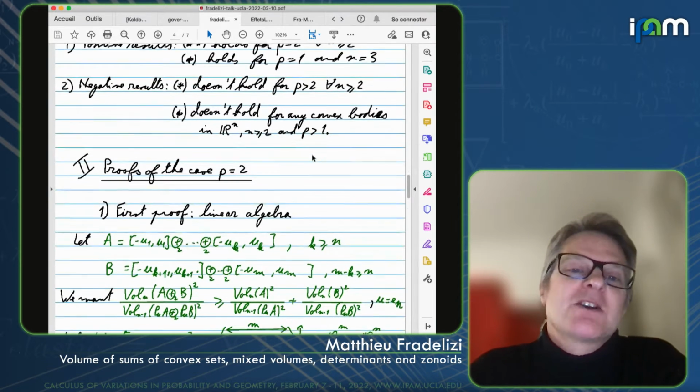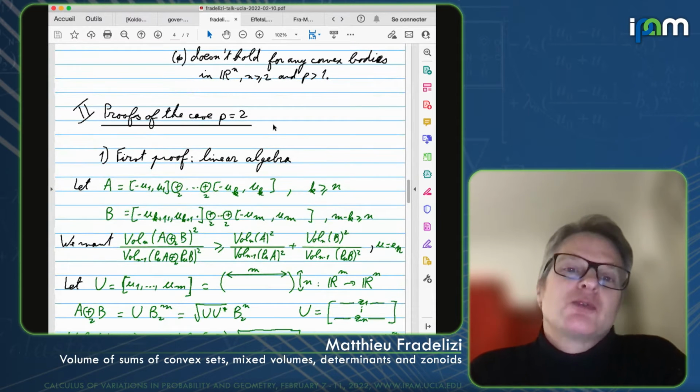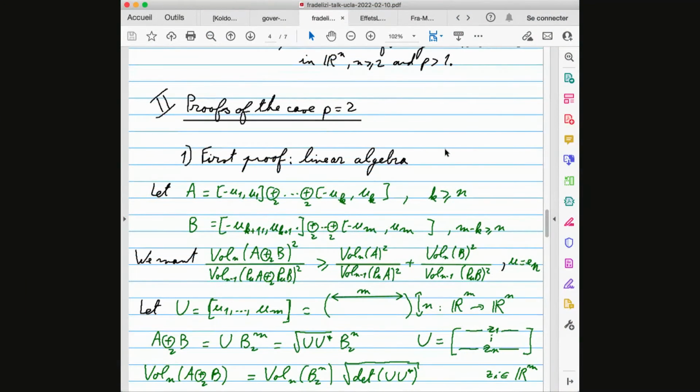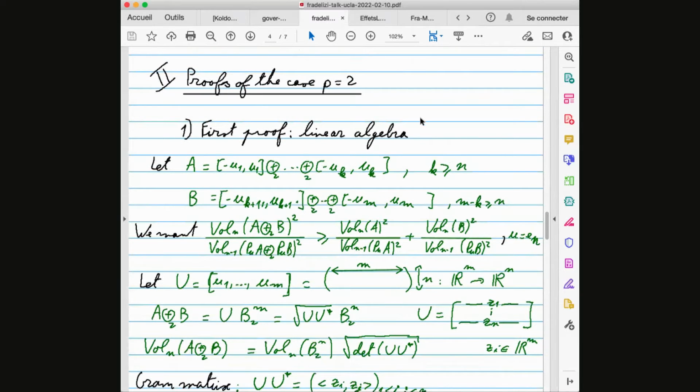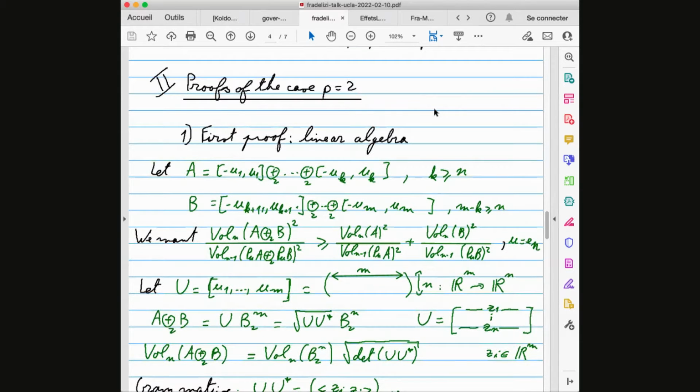Now I wanted to show you two proofs we have for the case p equals 2, so we have two zonoids. The first proof uses linear algebra. A is, I recall, the L2 sum of segments. I stated it for two zonoids, but of course zonoids are just Hausdorff limits of zonotopes, so it's enough to prove it for zonotopes. So let's prove it for two zonotopes.